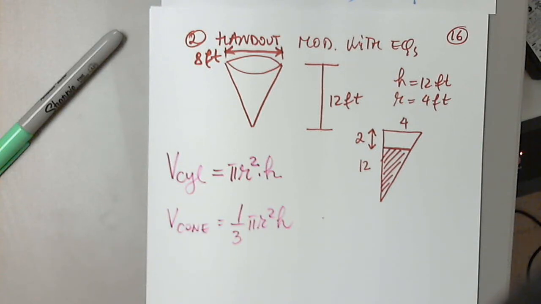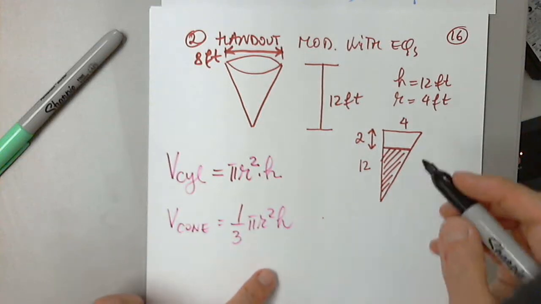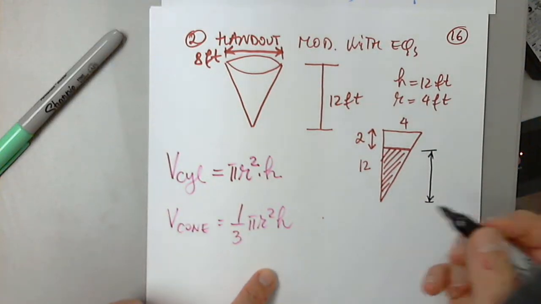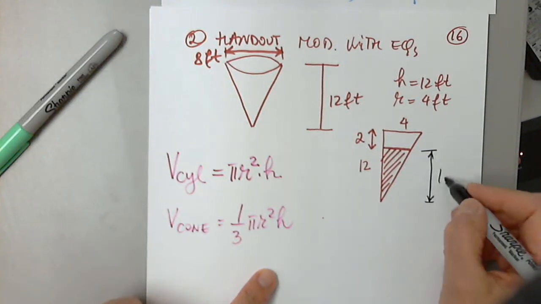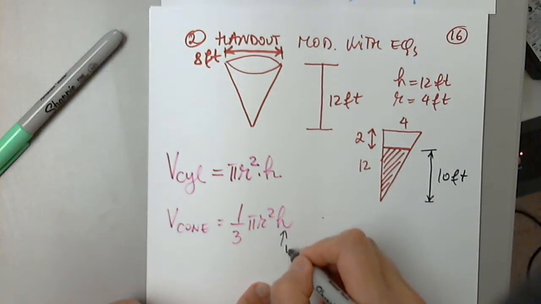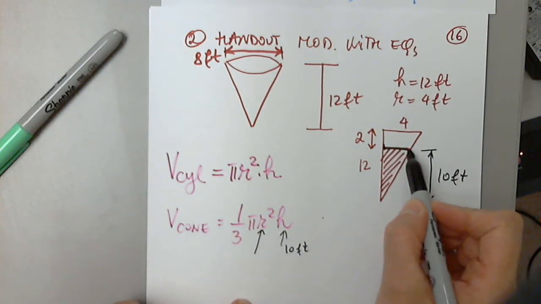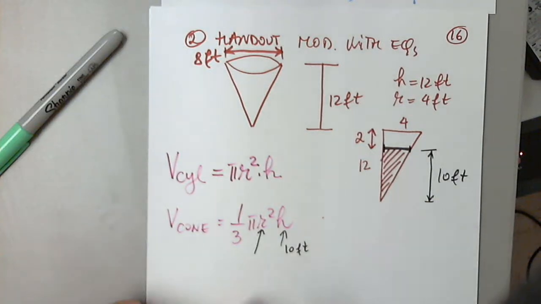I am not missing the height of the grain. What is the height of the grain? 10 indeed. So I know that this is 10. But what I don't have is this piece, which is the base of the cone that has grain in it, not air in it. So I'm missing this piece.